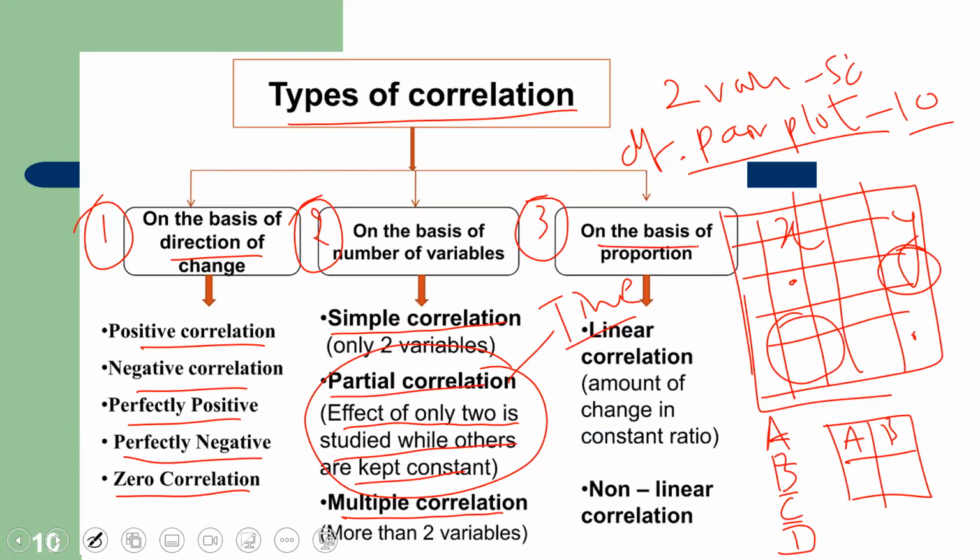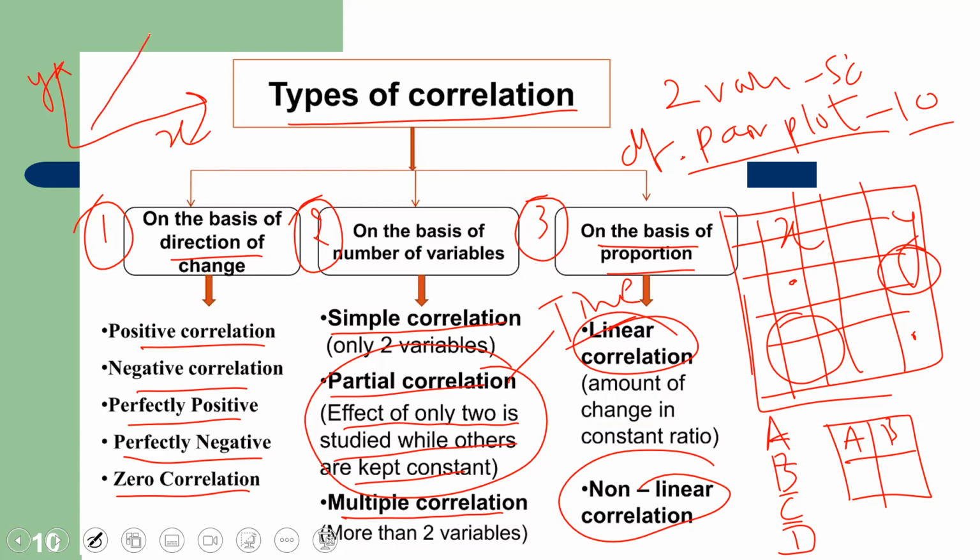Then on the basis of proportion, there is a linear correlation and a non-linear correlation. In the linear case, the amount of change is in a constant ratio. For example, think that I am regressing y on x. This is x and this is y, and it is a linear regression, something like this. If I make any change, I want to study what the change is here. That is the linear perspective, and again there is a non-linear correlation also, something like this. These are the types of correlation, but we'll concentrate particularly on these five things now.